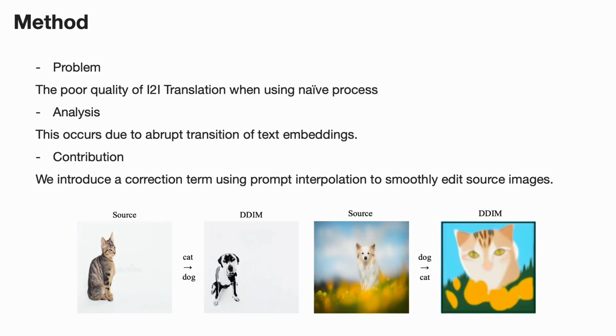As you can see in the figure below, the quality of generated images is poor if we only use the target prompt embedding as a condition in the reverse process. One of the reasons is the abrupt transition of text embeddings. So we introduce the correction term using prompt interpolation to smoothly edit the source images.